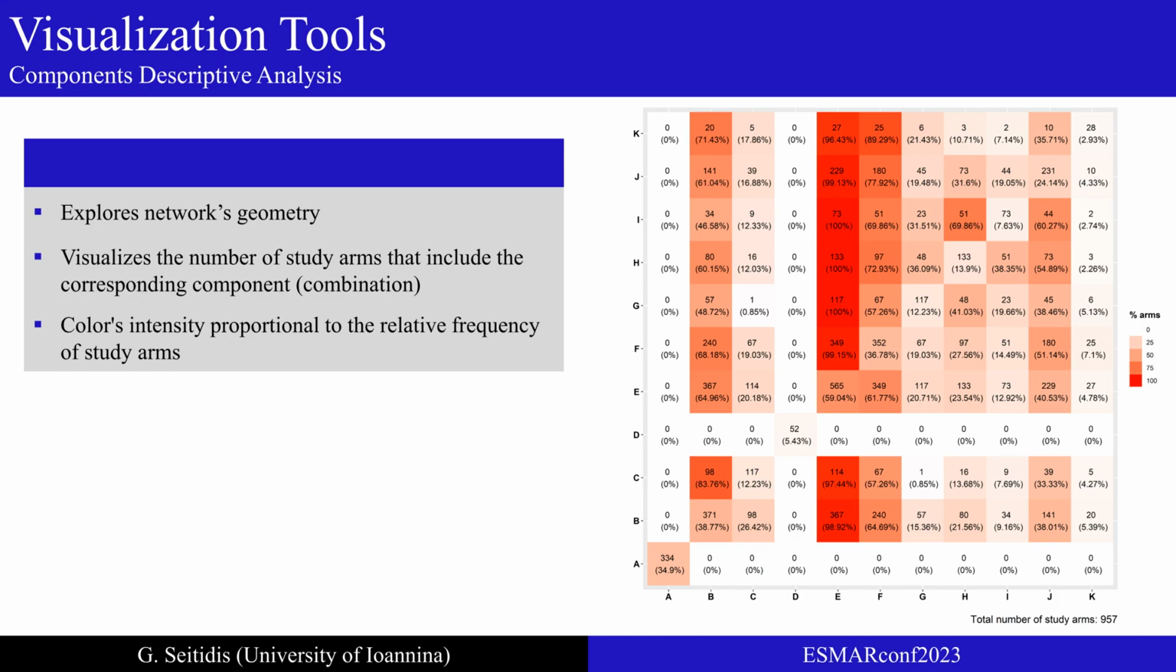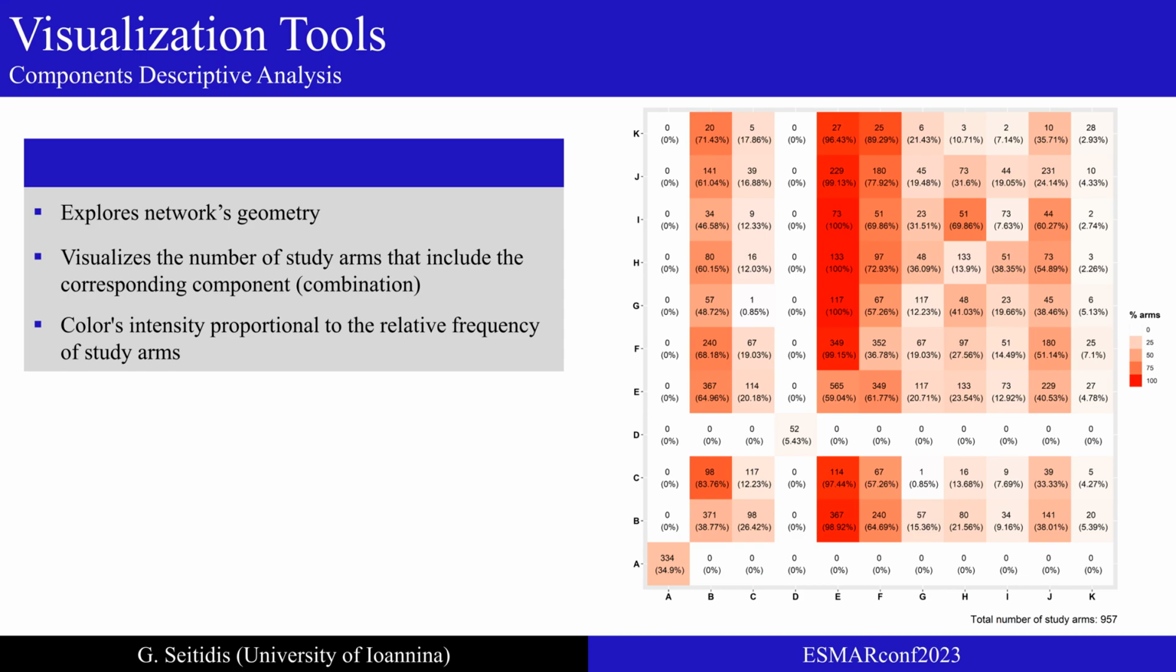By visualizing the components' frequency in a colored cross table, the analyst can easily identify the most frequent components or combination of components in the study arms. Each element denotes the number of study arms where the corresponding component or combination is part of the intervention. Diagonal elements refer to components, and in parentheses the proportion of study arms that include the underlying component is presented.